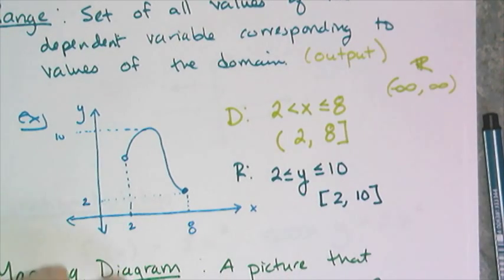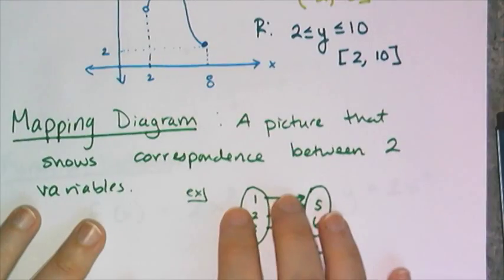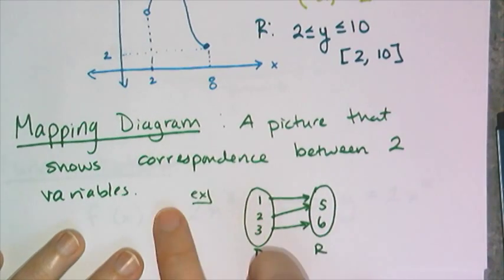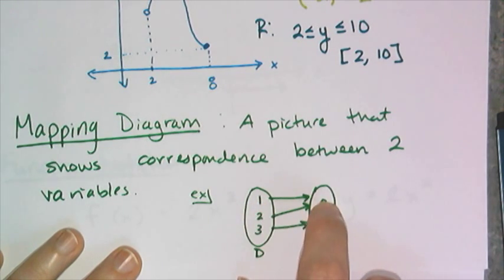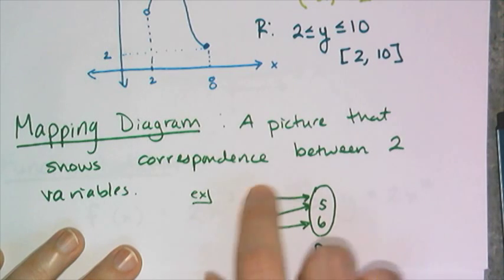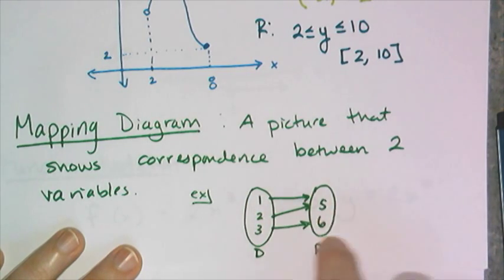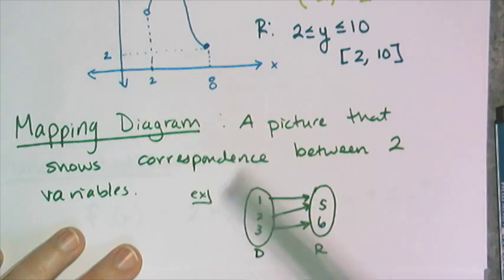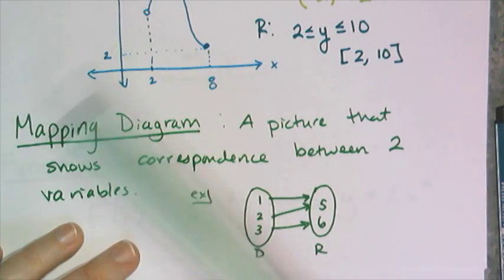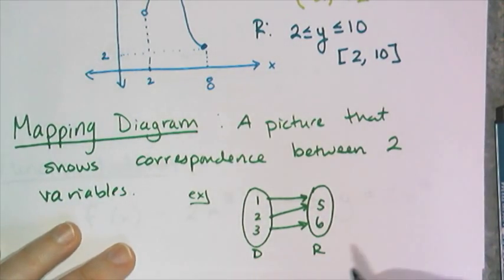Now let's talk about mapping diagrams. A mapping diagram is just a picture that shows correspondence between two variables. And so I see that 1 maps to 5, 2 maps to 5, and 3 maps to 6. This first oval is the set of the domain, the second oval is the set of the range, and mapping diagrams are good to see if you have a function. And if you do have a function, what type of function is it? And we're going to learn about the different types of functions as we go through the function unit.